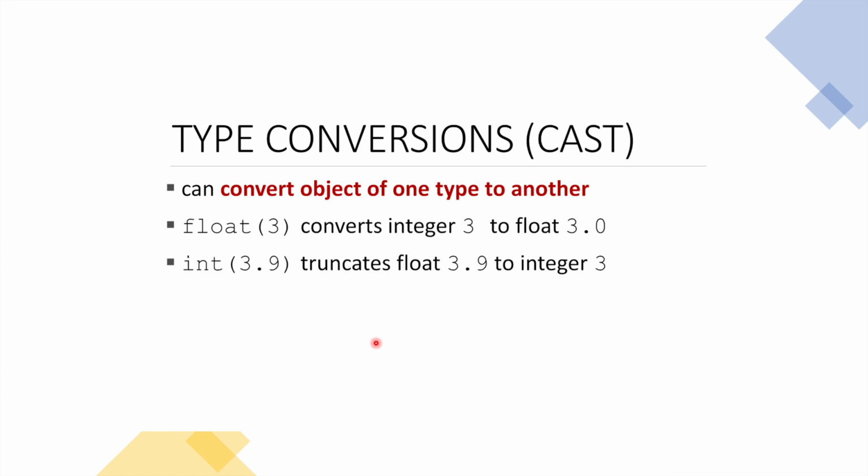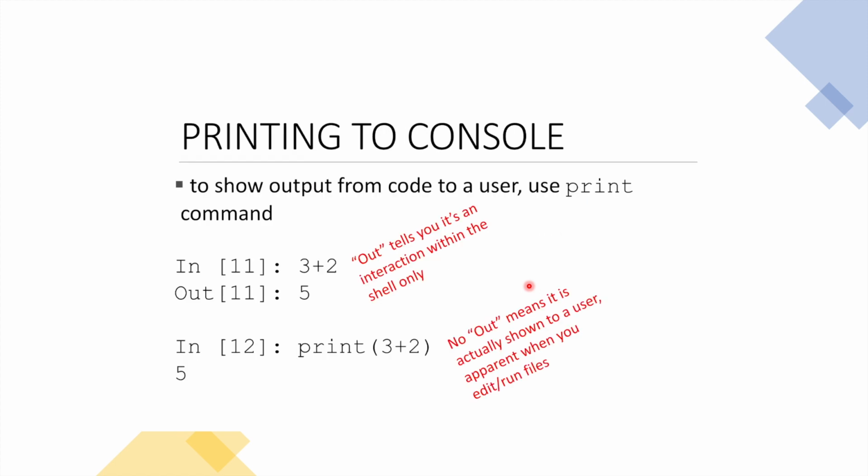Another thing is type conversion. We have different data types, and if I want to convert one data type into another, that's when we use type conversion. For example, if I write float(3), 3 is an integer, so it converts 3 into the float data type, which is 3.0. Similarly, if I want to convert my float variable like 3.9 into an integer, it truncates the value, so int(3.9) truncates to 3. That's all about type conversion.